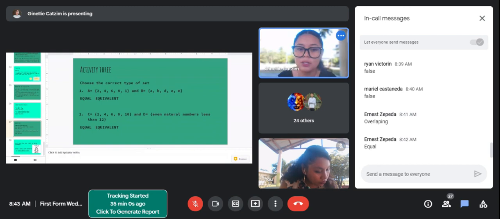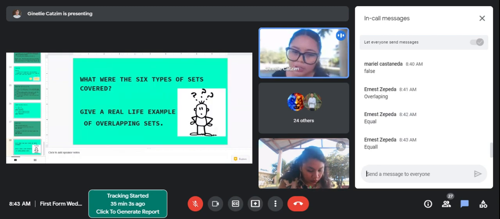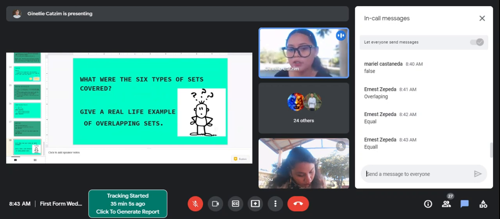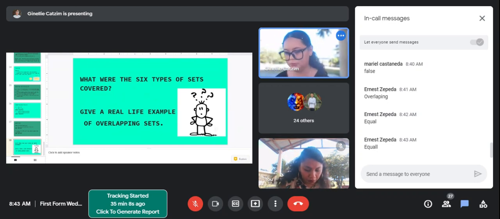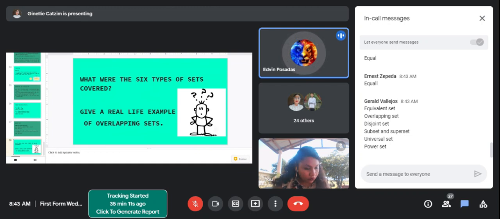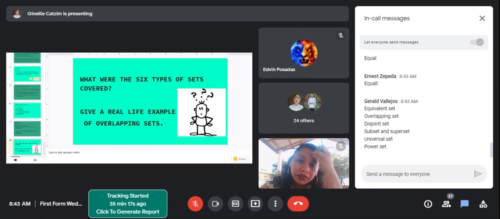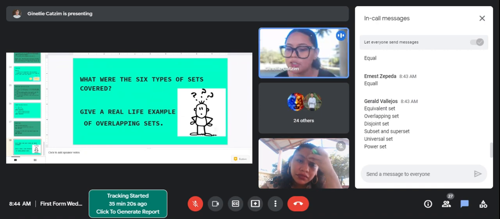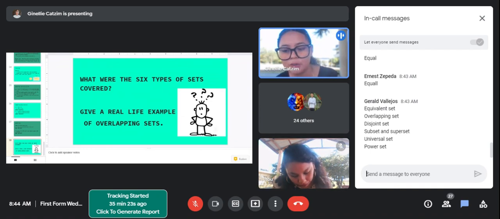Those are equal sets. Okay, so Josh Hartley, what were the 6 types of sets that we covered today? Equivalent, overlapping, disjoint, subset and superset, universal. Very good. We covered equivalent sets, overlapping sets, disjoint sets. We covered also the subset and the superset, the universal set, and the power set. Those were the 6 that we covered today.